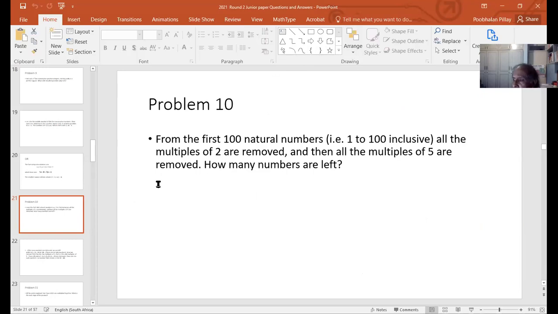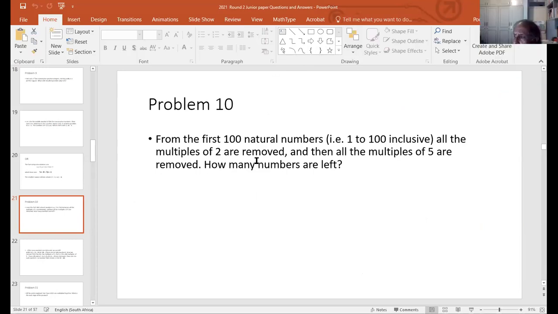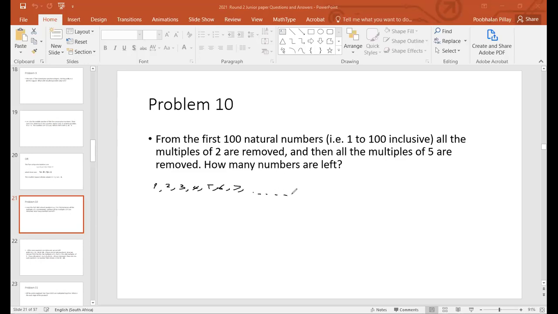Problem number 10 says, from the first 100 natural numbers, so you got a lot of natural numbers, 1, 2, 3, all the way up to 100. 1, 2, 3, 4, 5, 6. I'm not going to write the whole lot. I'll just put dot, dot, dot, and it's going up to 100. Just remember, it's the first 100, 1 to 100 inclusive, 1 and 100. All the multiples of 2 are removed.